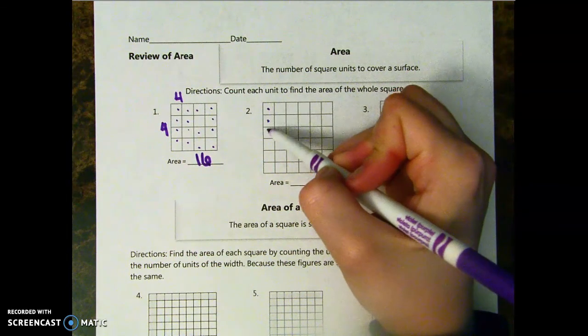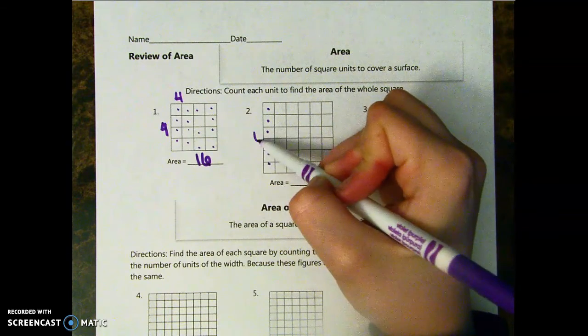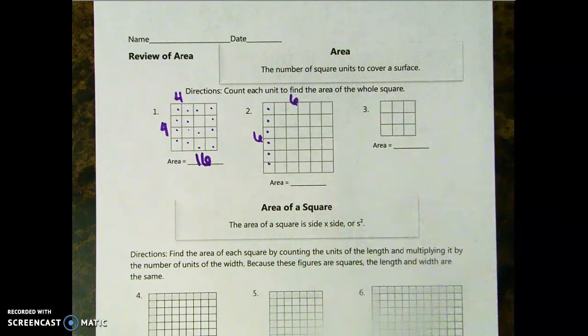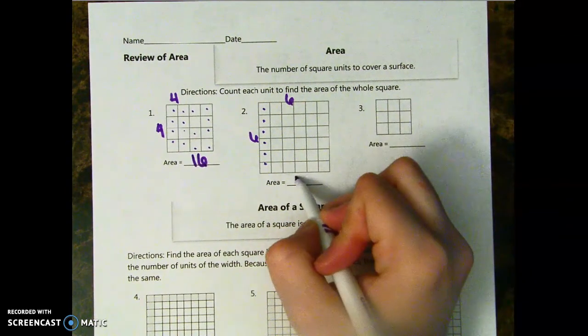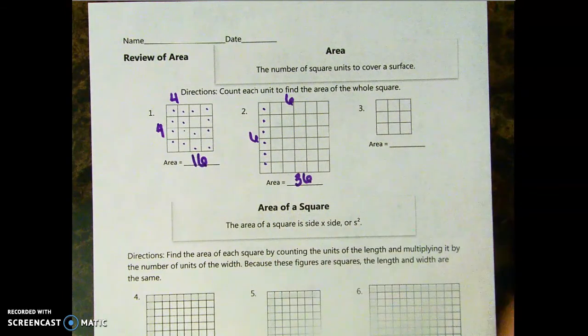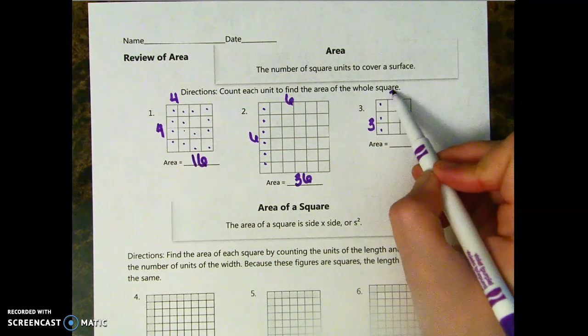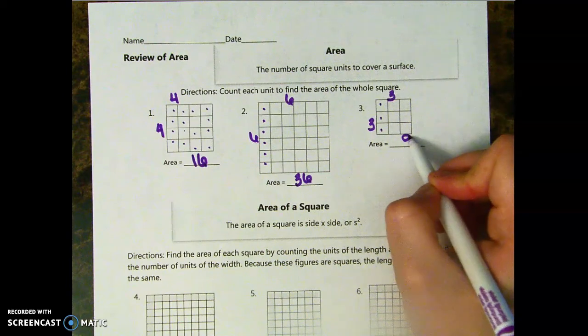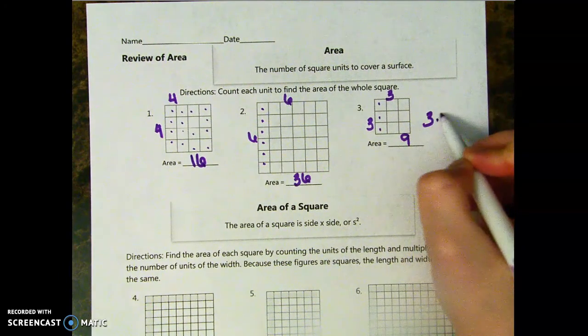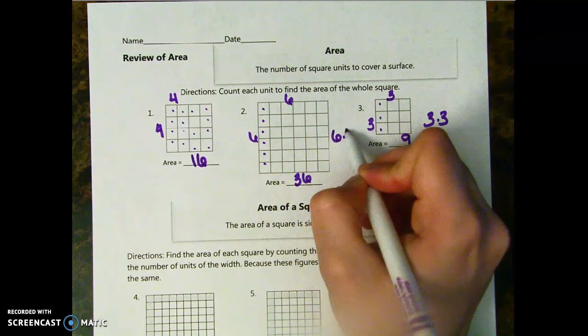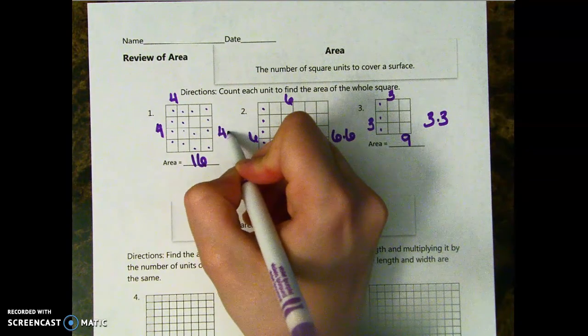This one is 1, 2, 3, 4, 5, 6. It's a square, so all sides are 6. 6 times 6 is 36. And this one is 1, 2, 3. It's a square, so we know that all sides are 3. 3 times 3 is 9. And again, I did 3 times 3, I did 6 times 6, and I did 4 times 4.